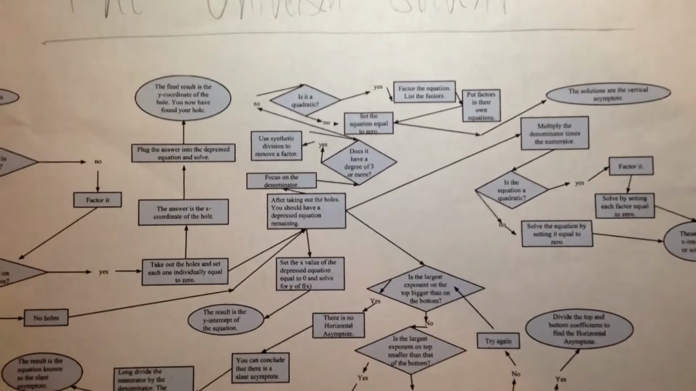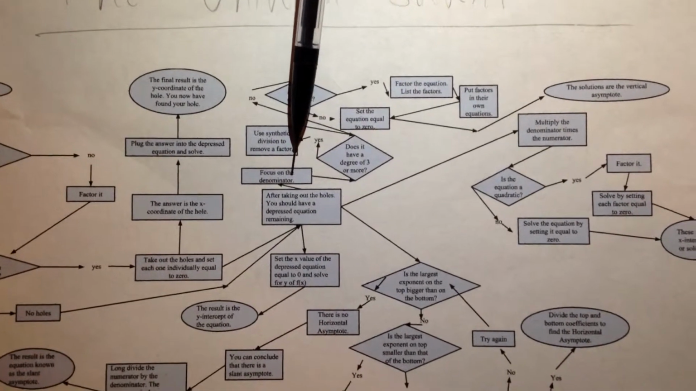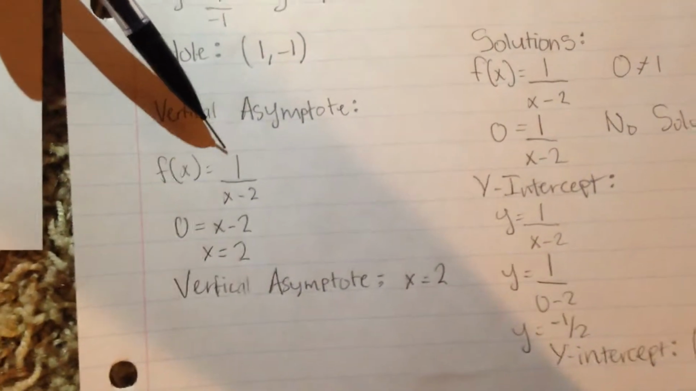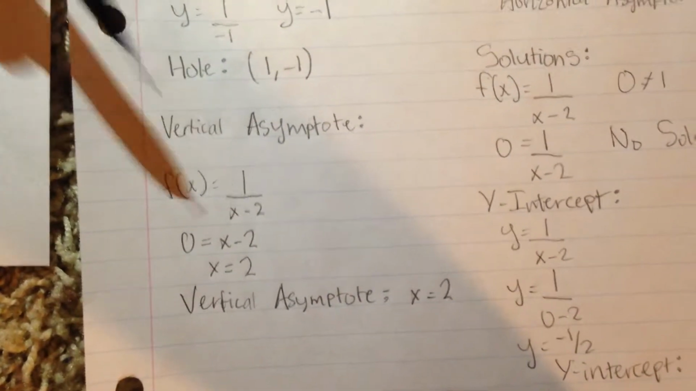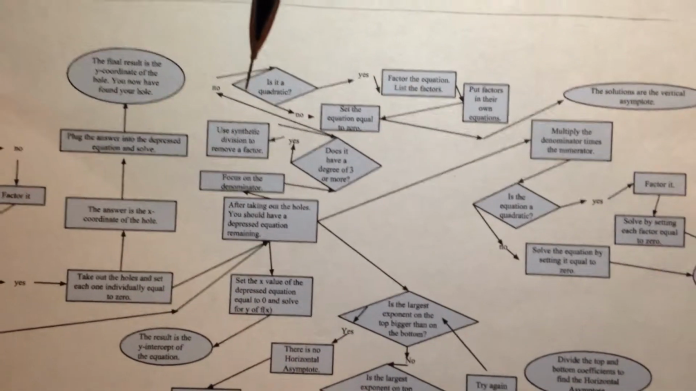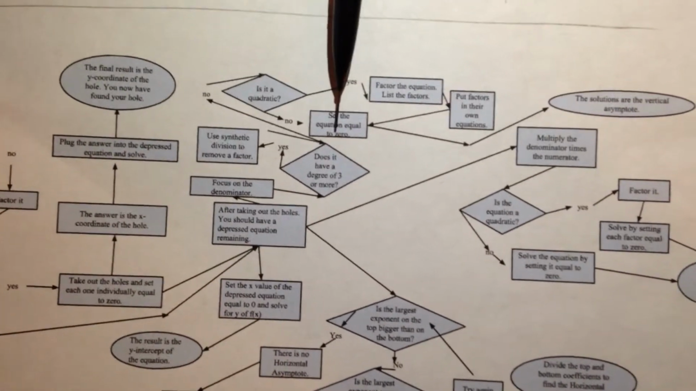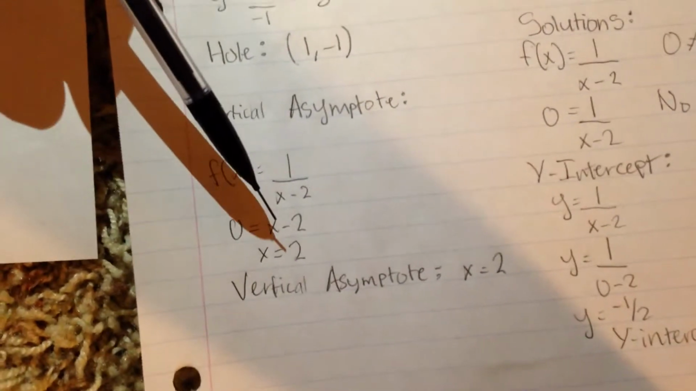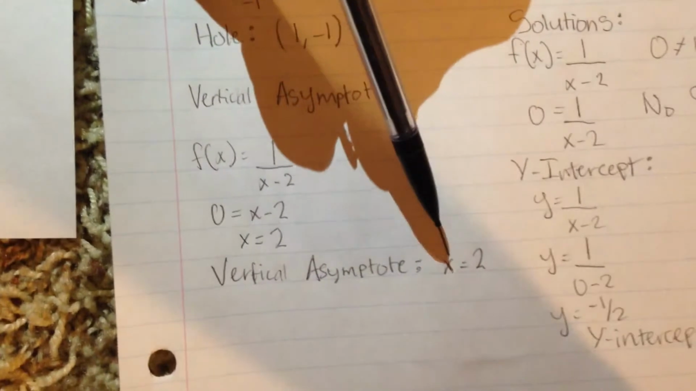Oh, cool! After some mechanical difficulties, the universal solvent still works. So we're going to solve the vertical asymptote, so we're going to focus on the denominator. The denominator of our depressed equation is x minus 2. It doesn't have a degree of 3 or more. It's not a quadratic, so we'll set it equal to 0. x minus 2 equal to 0 gives x equals 2. So the vertical asymptote is 2.